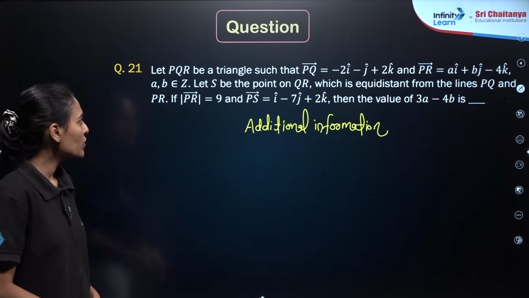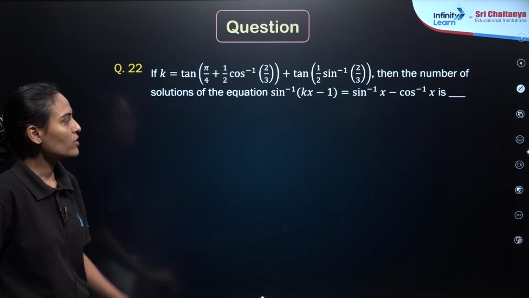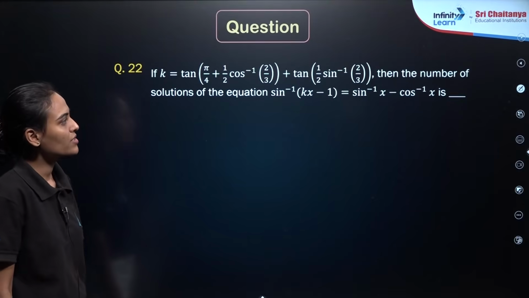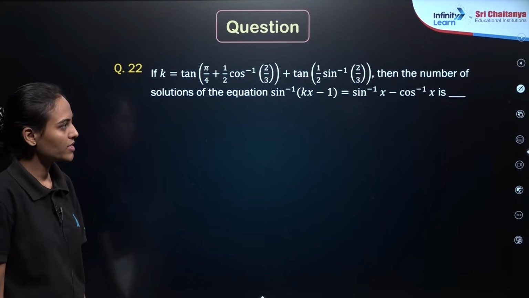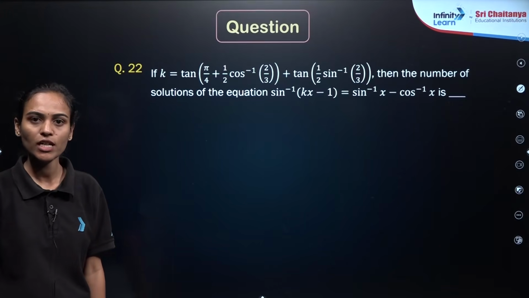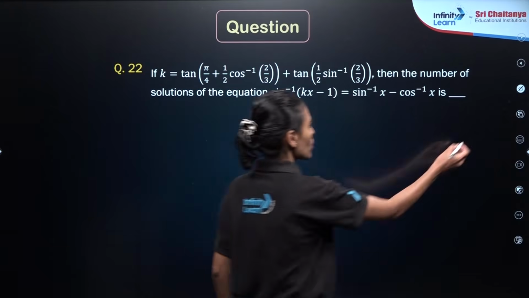Now let us take question number 22. So here you have k be tan of pi by 4 plus 1 by 2 times cos inverse of 2 by 3 plus tan of 1 by 2 times sin inverse 2 by 3. Then the number of solutions of the equation sin inverse of kx minus 1 equals sin inverse x minus cos inverse x is how many? They are asking.